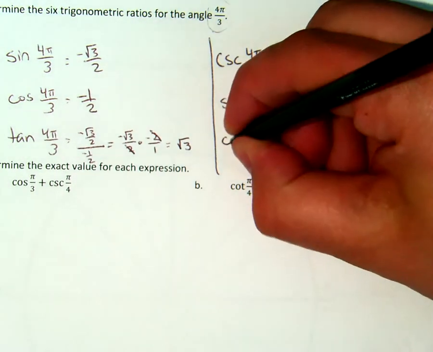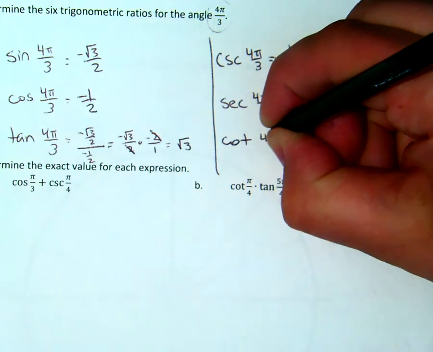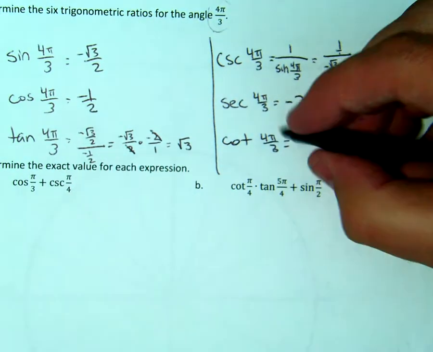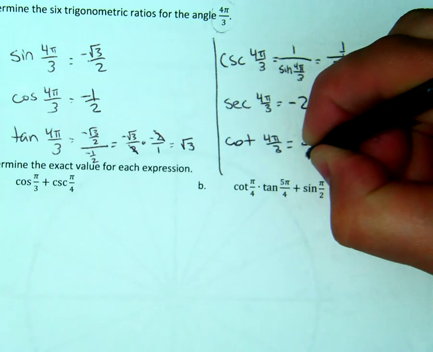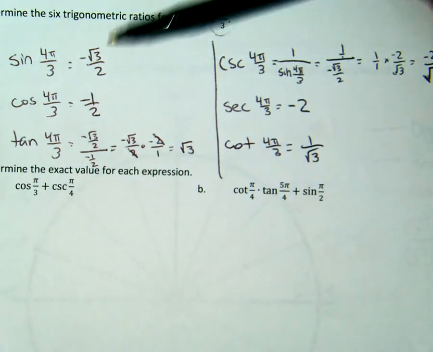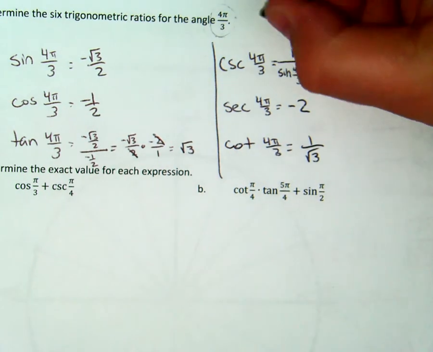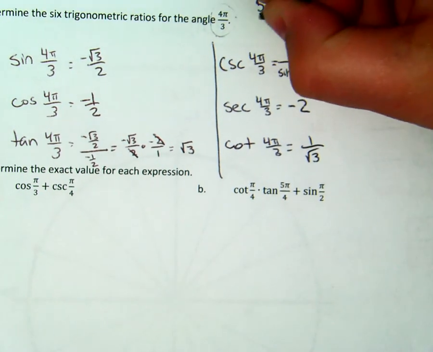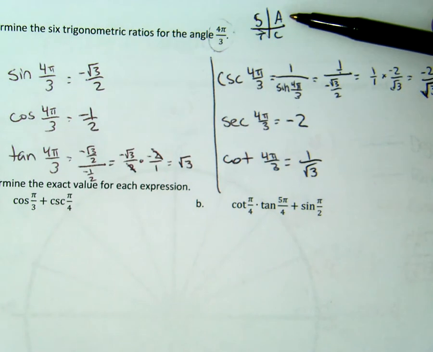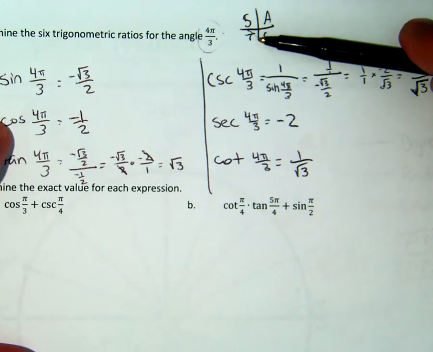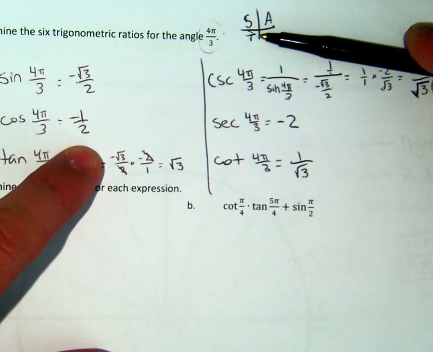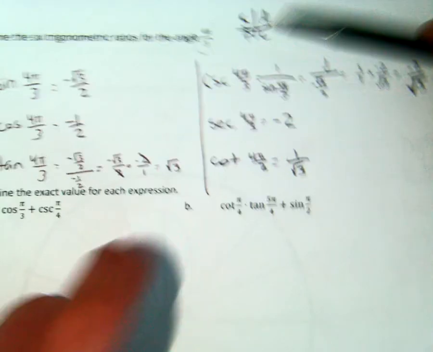And then for the cotangent of 4 pi over 3, it's the reciprocal of tan, so it's 1 over root 3. And we said that this was in the third quadrant, so let's double check using CAST. In the third quadrant, sine should be negative, which it is. Cos should be negative, which it is. And tan should be positive, which it is.